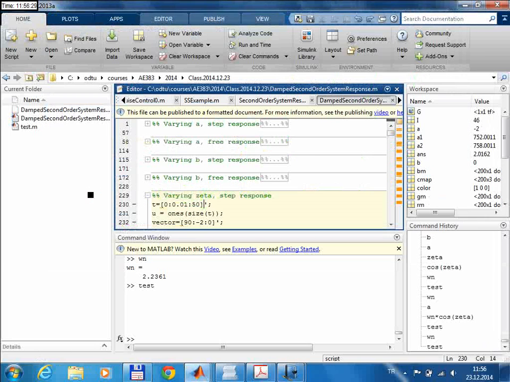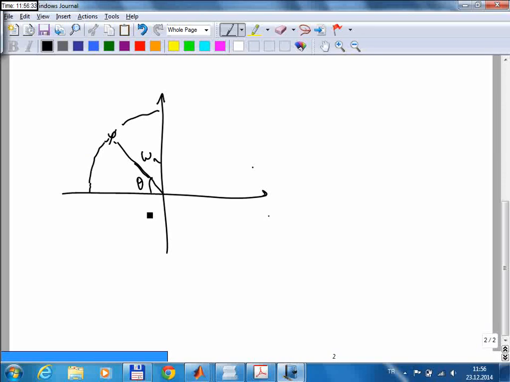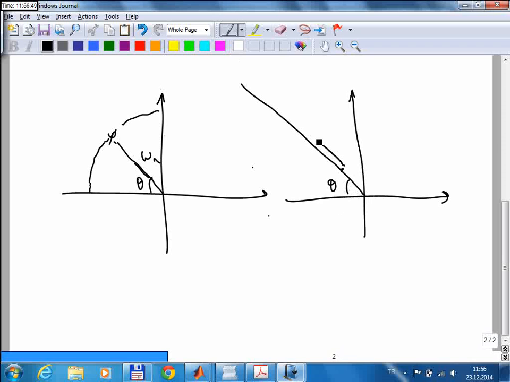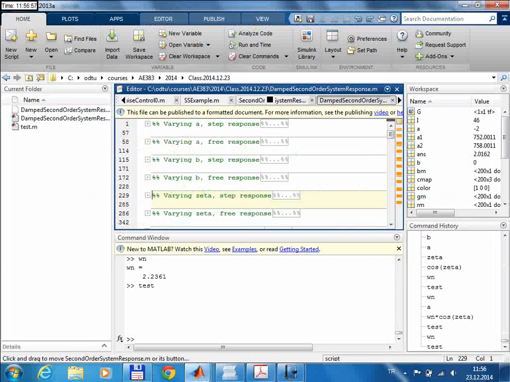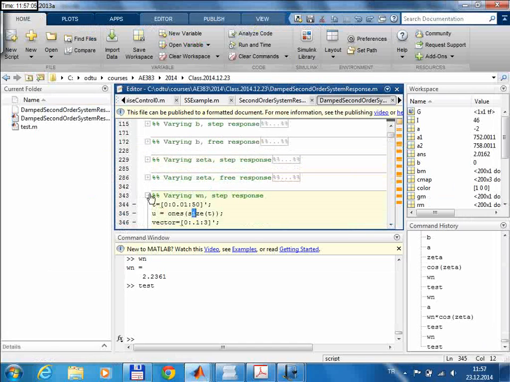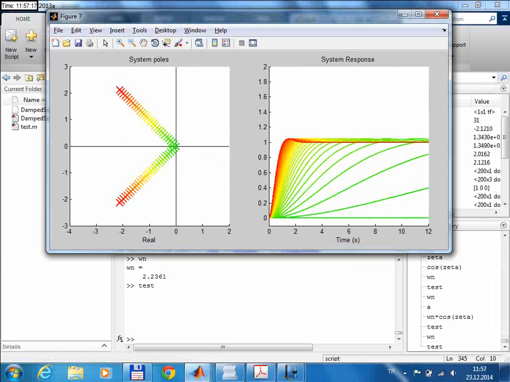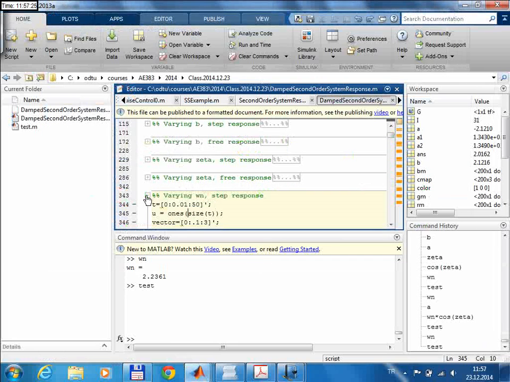Okay, and let me just use the other one as well. And in the last case, I'm going to change the natural frequency, and I will keep the damping ratio constant. So the damping ratio, if it's something like that, a fixed angle, then the poles will be moving along a straight line like that. And let's take a look at the step response. Let me also run the step response for that.